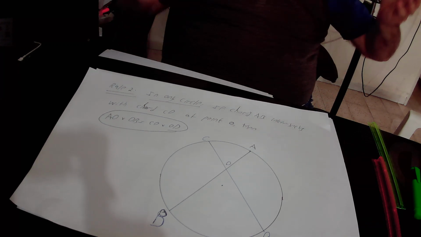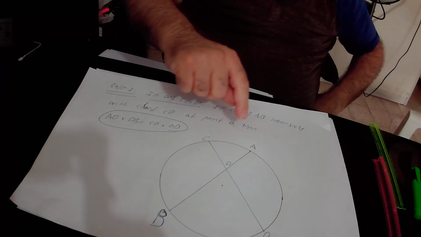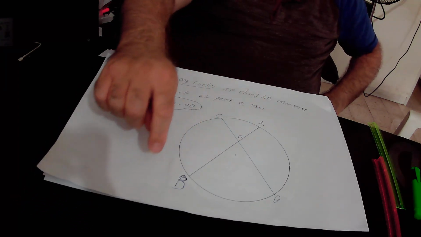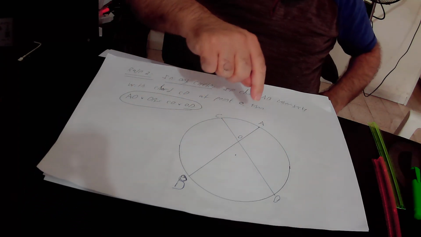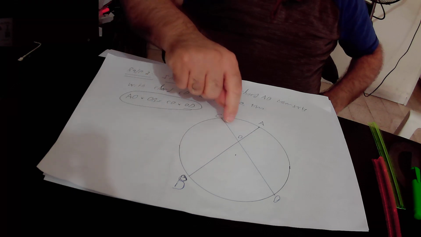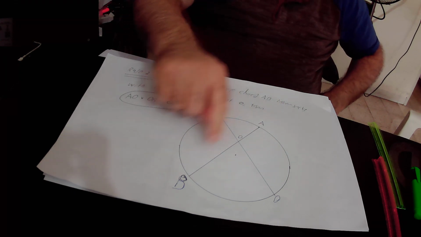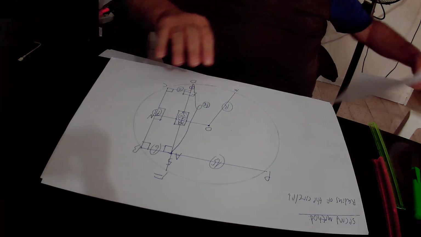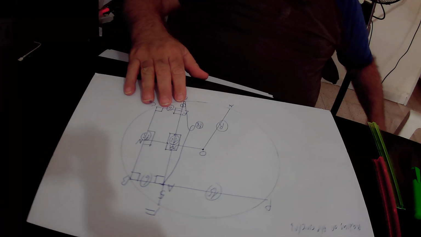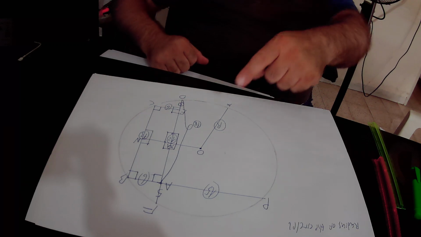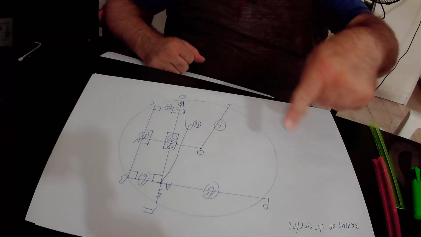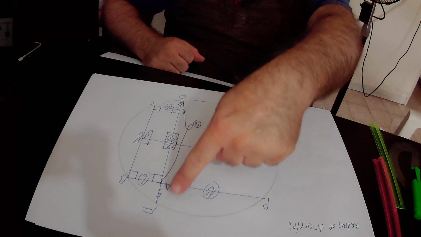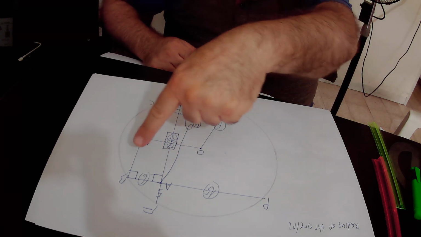According to old rule number 2, if chord AB intersects with chord CD at point O, then AO times OB equals CO times OD. Again, AO times OB equals CO times OD. So according to old rule number 2, we will get that FA times AD equals PA times AB.